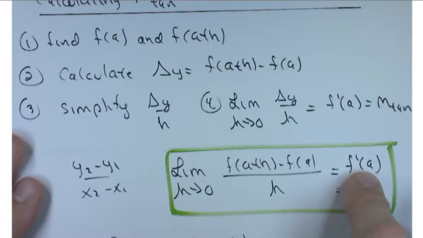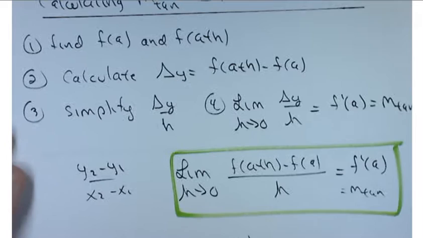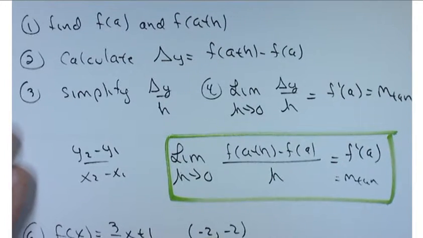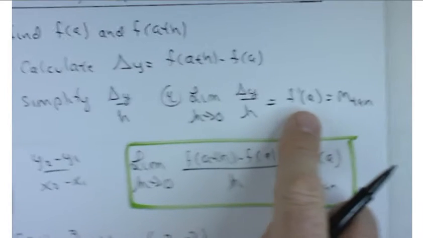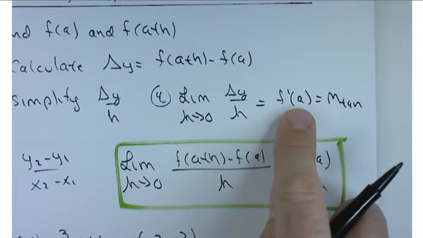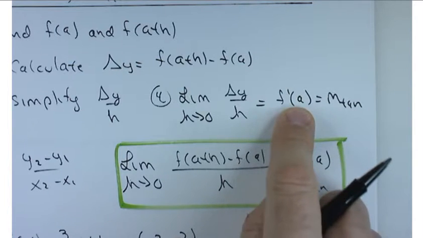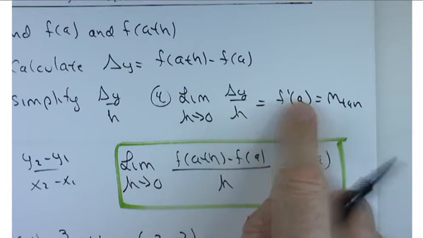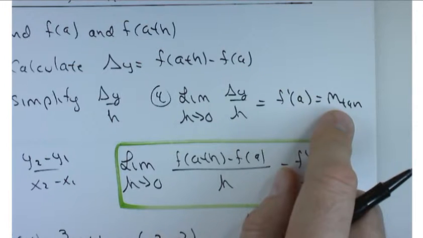We'll call it A. F prime of A equals the m tan. So this notation is the derivative. So the derivative of f at A is the slope of the tangent line there.